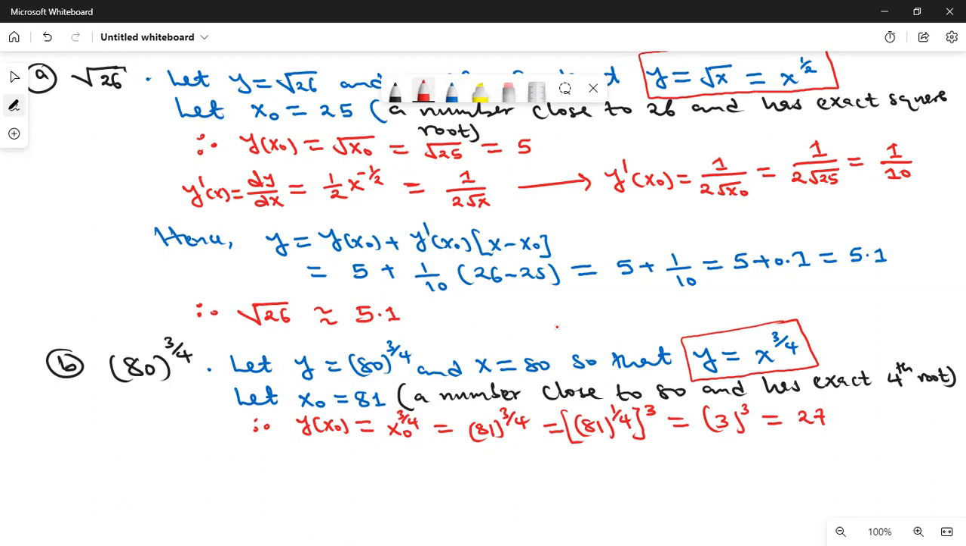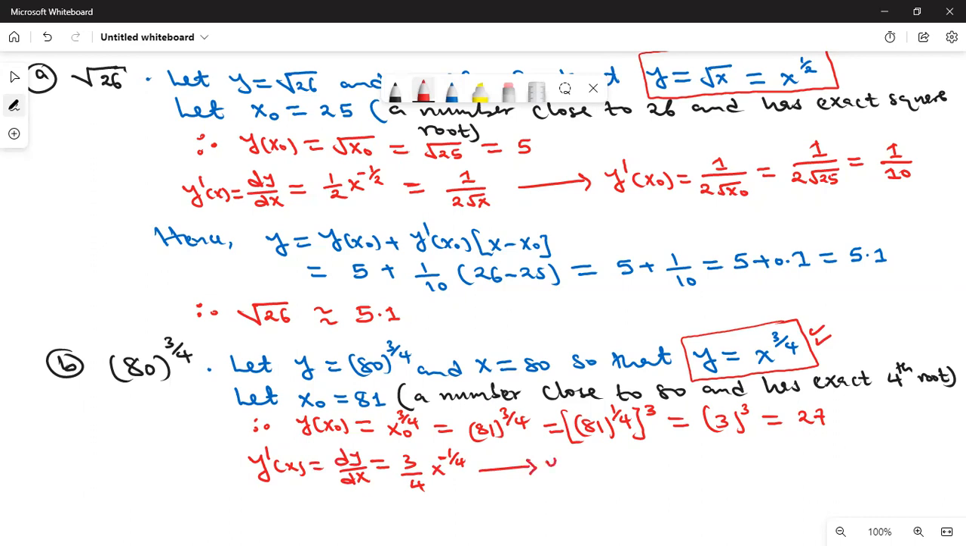What else do we need? We need y prime of x, or what we are calling dy dx. Differentiate this equation. Use power rule. That will give you 3 over 4 x raised to 3 over 4 minus 1, which is negative 1 over 4. That is dy dx.